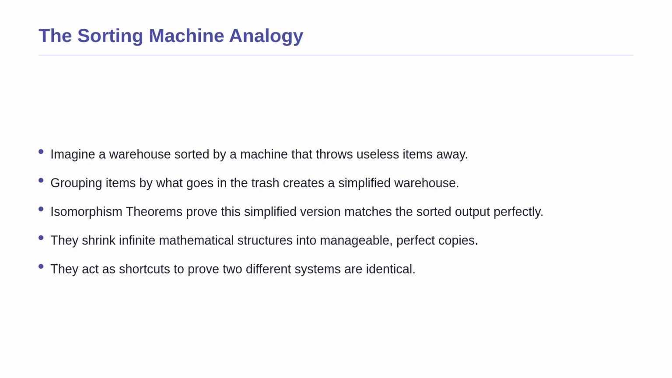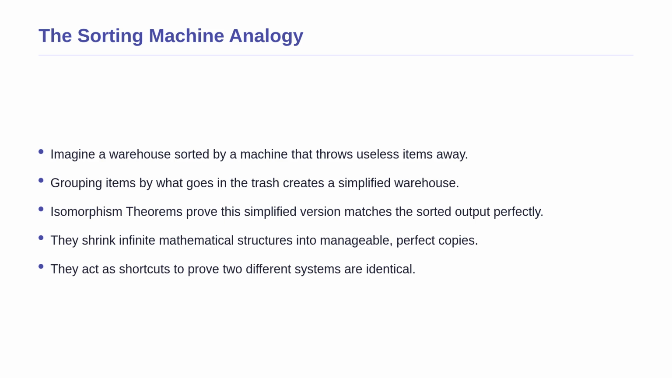Let us start by understanding why these theorems exist. Think of a massive warehouse. If you group everything based on what ends up in the trash bin, you create a simplified version of that warehouse. The isomorphism theorems are mathematical rules that prove this simplified warehouse is structurally identical to the final neatly sorted output of the machine. They allow us to take complex, infinite mathematical structures and shrink them down into manageable, perfect copies by collapsing the junk to zero.